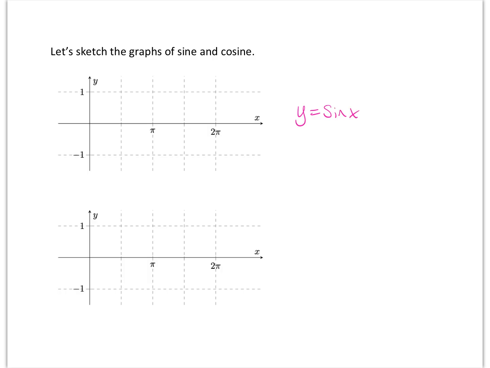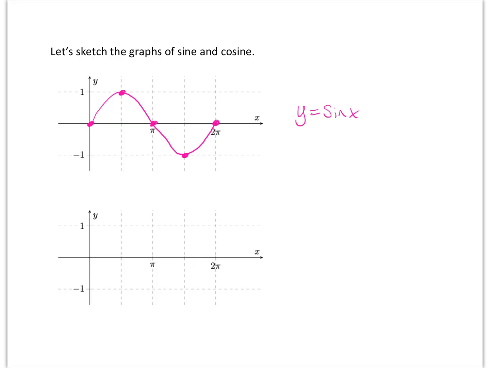I know that the sine starts at its midline and it hits its midline halfway through and again at the end of its period, which is 2 pi, and it hits a max in between 0 and pi and a min between pi and 2 pi. And then I can connect these with a nice smooth curve.